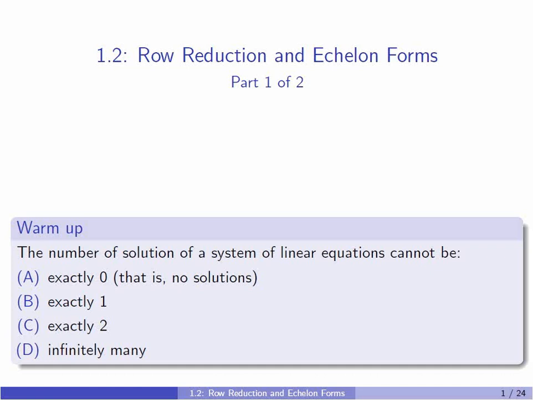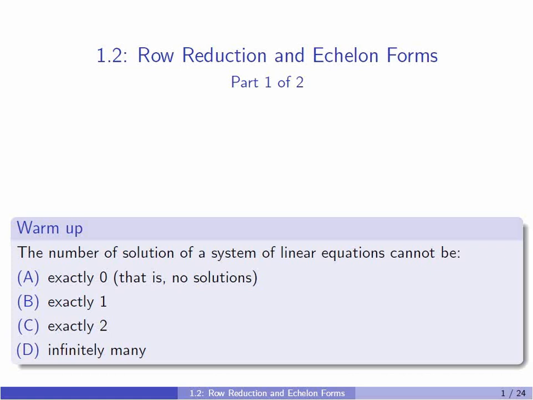We'll examine section 1.2 in the Lay textbook on row reduction and echelon forms. This will be the first of 2 days. On the second day, we will practice. So this could be thought of as a bit of a flipped classroom. This is the bread and butter computation and algorithm that is used in a linear algebra classroom.